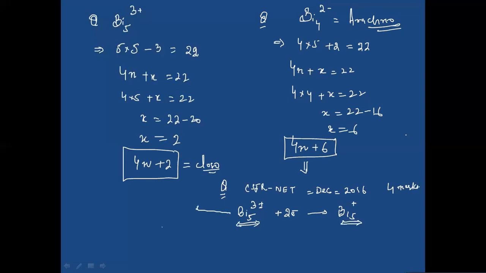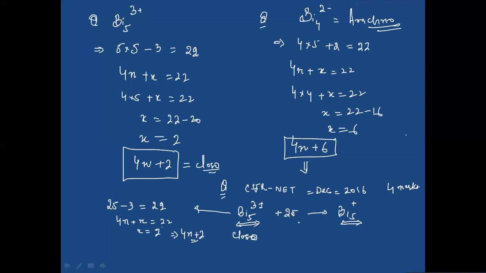If you determine the structure here, n is 5. The valence electrons of bismuth, we have seen, is 5. 5 into 5 is equal to 25. Plus, 3 electrons have been lost. This is a positive charge, and positive charge means we have to subtract. Lost means subtract, minus 3. So the total electrons comes out to be 22. So you can apply 4n plus x is equal to 22. N over here is 5, 4 fives are 20, so x is equal to 2. The formula comes out to be 4n plus 2, and 4n plus 2 means this has a closed structure.